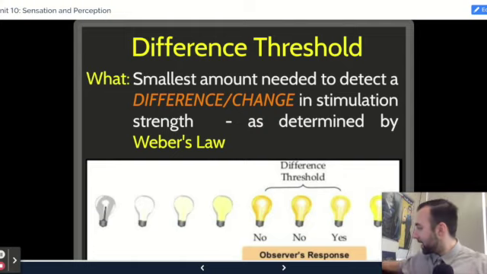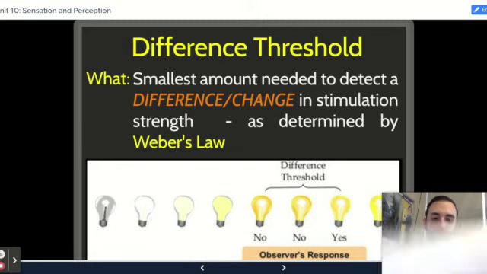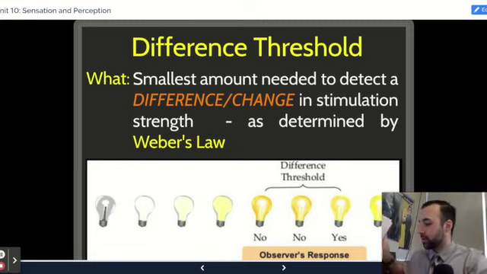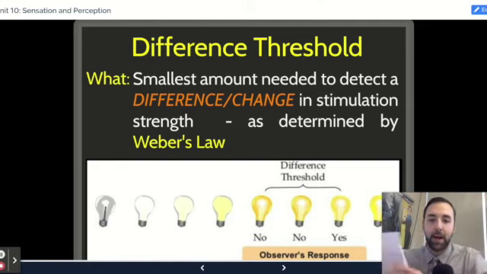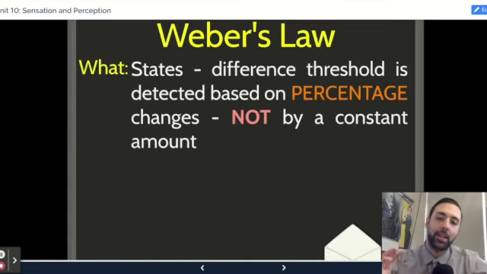But what if I had a giant stack of paper, a really big stack of paper like this? Would you be able to tell that I added one piece of paper on top? Probably not. What I'm doing right now is illustrating the difference threshold. The difference threshold, again, is the amount that's necessary for you to detect that a stimulation changed in strength. And what's interesting about this is that it's determined by what's called Weber's law. Weber's law states that the difference threshold is not based on some type of consistent amount. It's based on a percentage change.